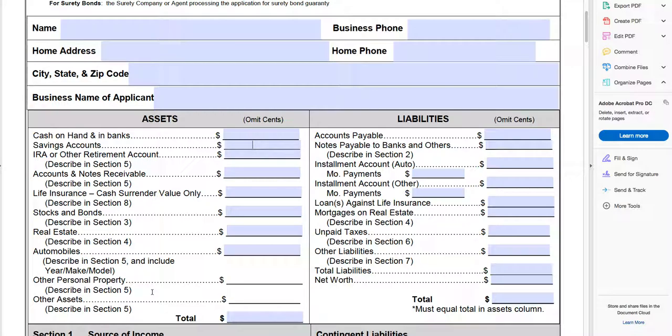And typically, what you want to do is, let's just say you own 25% of the business, and the market value of the business is 1.5 million, right? You want to only put in 25% of that 1.5 million, not the entire 1.5 million, right? So that's important here.